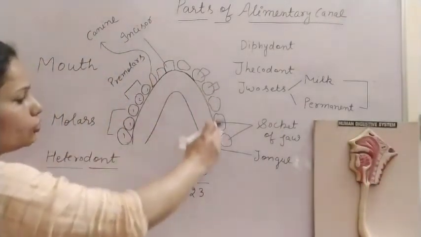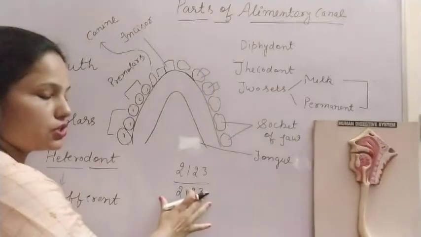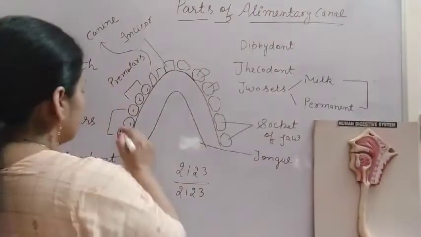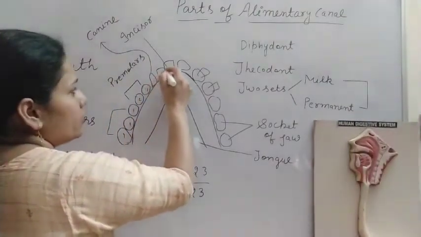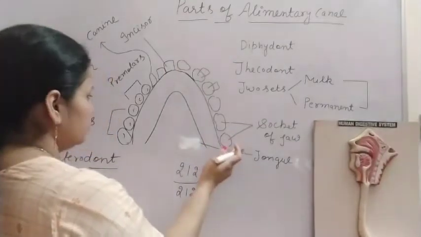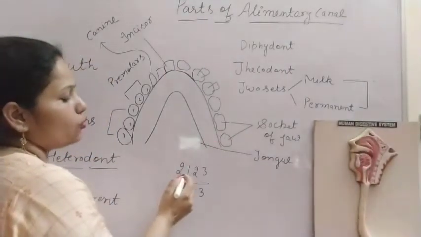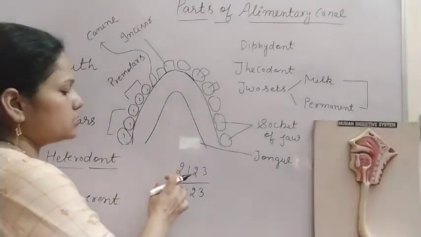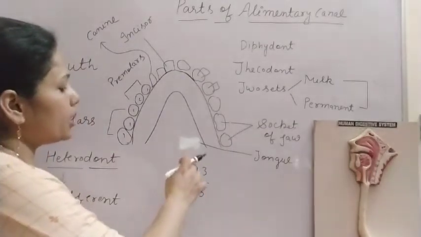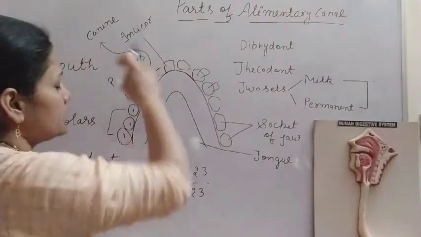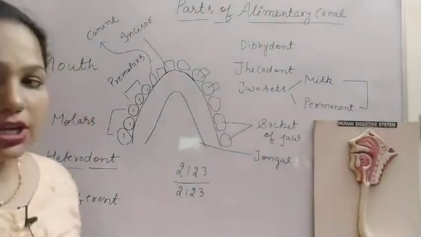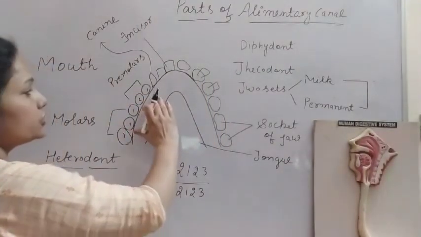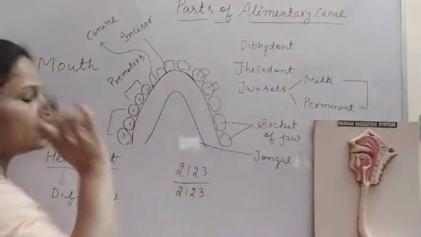So there are a total of 16 in the upper jaw and 16 in the lower jaw, total 32 teeth. You can count here 1, 2, 3, 4, 5, 6, 7, 8, and 8 on this side. So the dental formula is 2, 1, 2, 3 upon 2, 1, 2, 3. Two pairs of molars, one pair of premolars, two pairs of canines, and three pairs of incisors. So that is about the teeth, because these teeth are present inside the mouth.